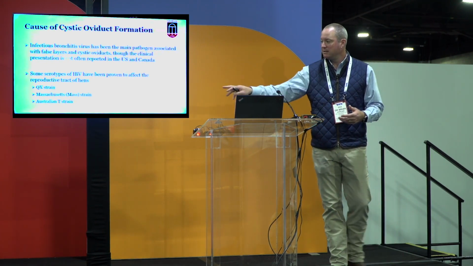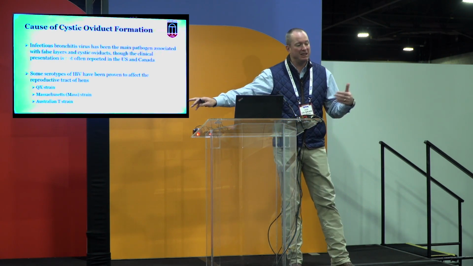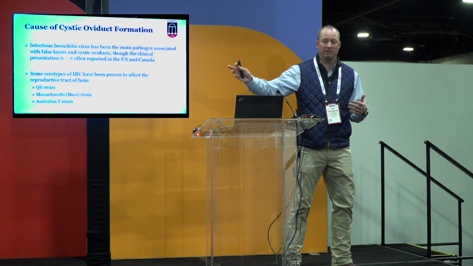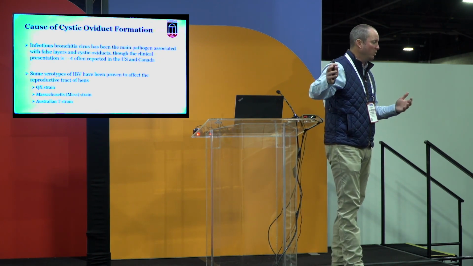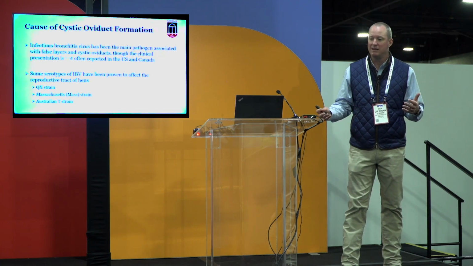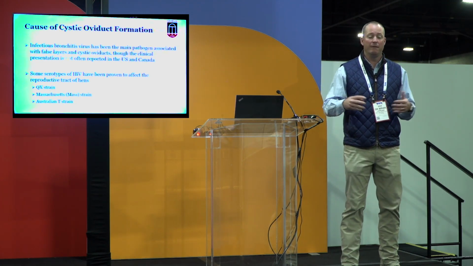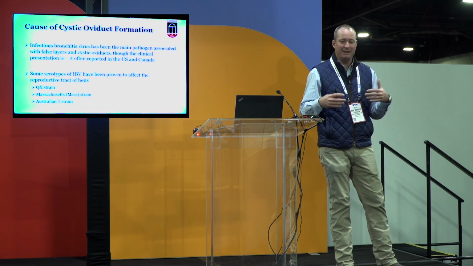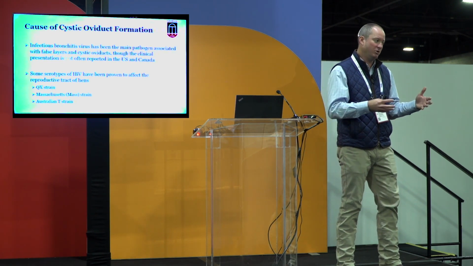There are some strains listed here that have been identified in the past to cause false layer syndrome. Massachusetts might strike a bell. It's probably the most known strain worldwide. It was the original bronchitis identified in the 1930s. It's used as a vaccine everywhere in the world. It was the original, so anything that could have happened, Massachusetts showed us the way.